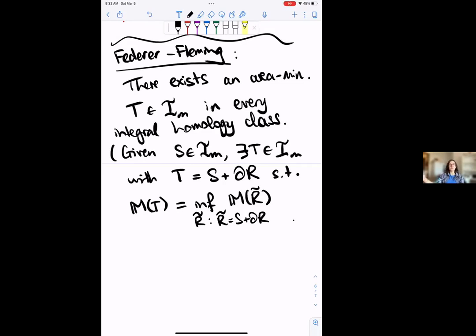There's been a lot of work on this, starting maybe from Jean Taylor, Brian White, and more recently Del Nin, Hirsch, Marchese, Stuvard, Spolaor, and probably a bunch of others whose names I forgot to mention. My apologies if I've forgotten anyone. But we focus on integral currents here.